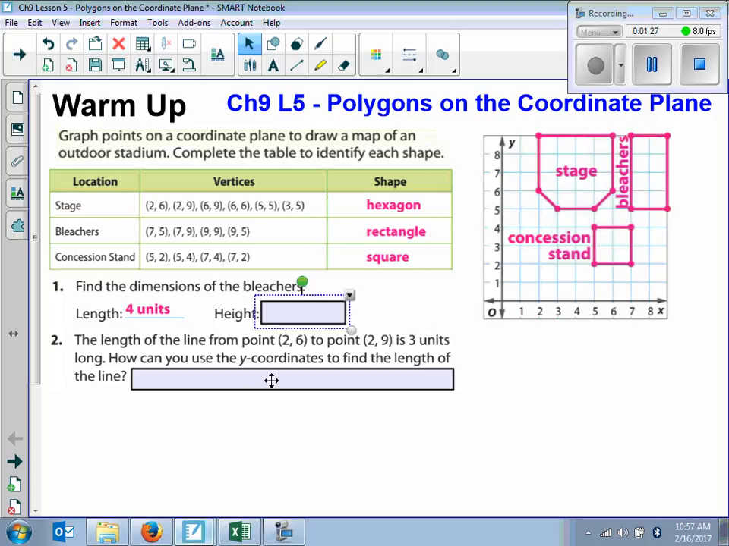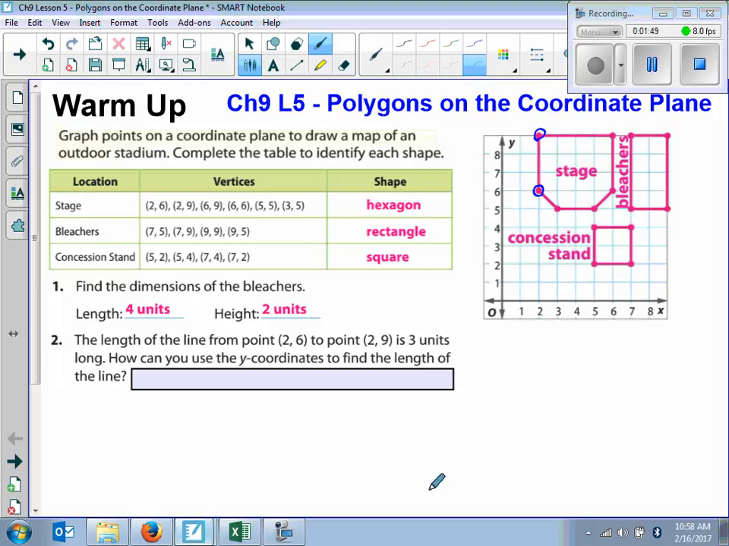Do you see that? Okay, so that's the length and the height. The length of the line from point (2, 6), which is right here, to point (2, 9), which is right there, is 3 units long. 1, 2, 3. So if I have (2, 6) and (2, 9), how can I get that 3 units? What do you notice? What can you do here?